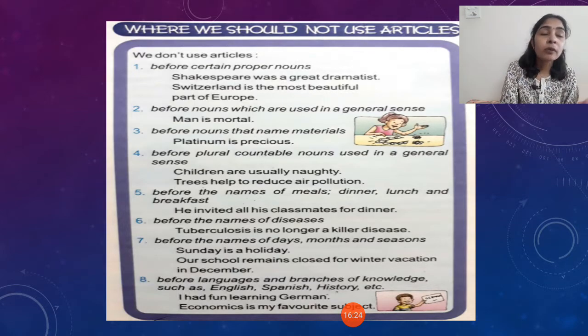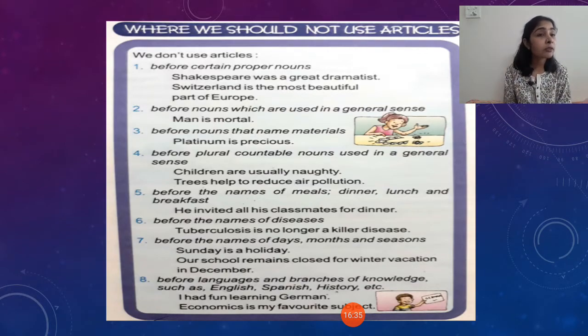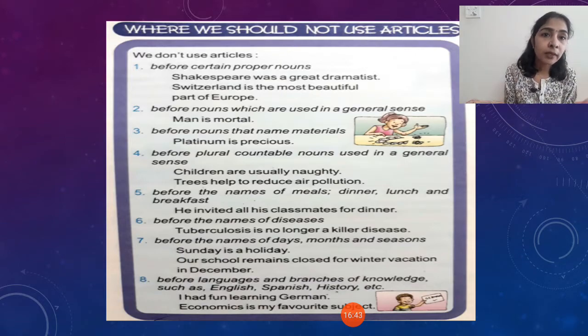Before nouns also we are not supposed to use any kind of article when they are used in a general sense. Man is mortal, the man is mortal, it is not like that. Man is a common thing, it is not definite, it is indefinite. So all men are mortal. Okay. So here we are supposed to use none of the articles.